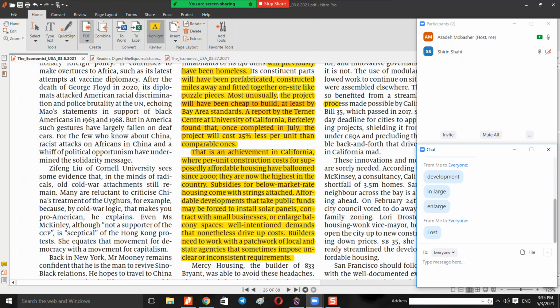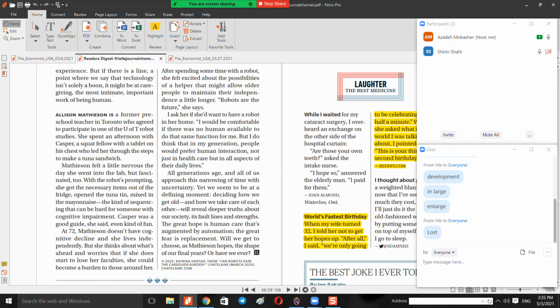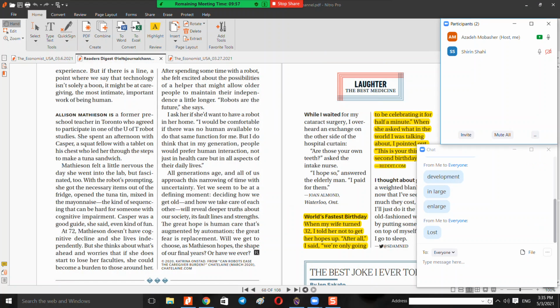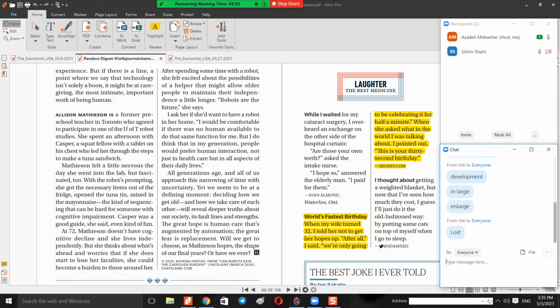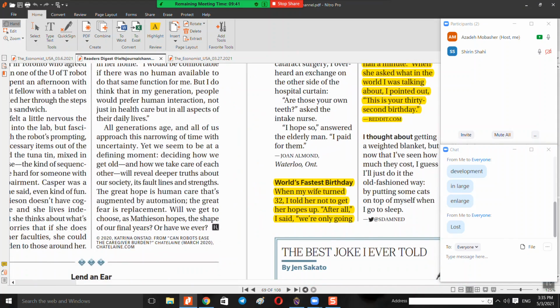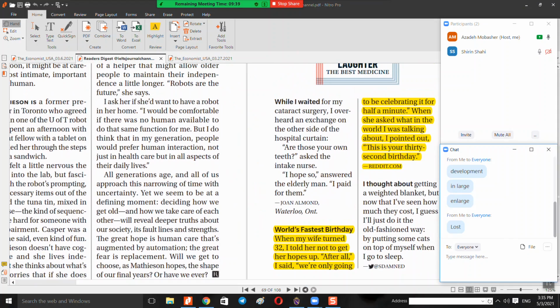Okay, so let's start today's class. We'll start with a joke. Who wants to go first? Would you please read the highlighted part? Do you want me to maximize it, or can you see it? World's fastest birthday. Yes. Go on. When my wife turned 32, I told her not to get her hopes up.